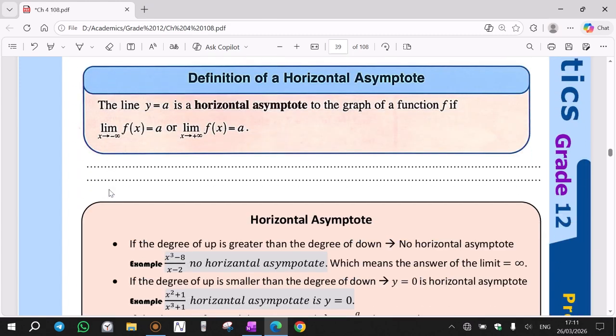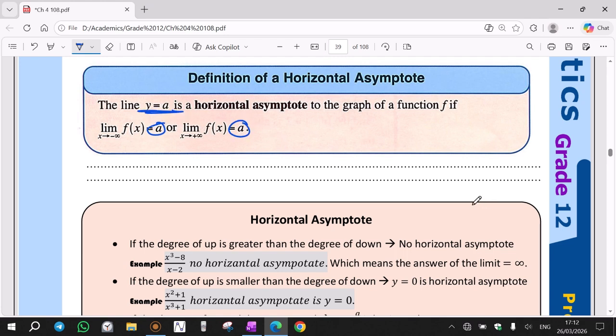So this is a rule. If the result of the limit as x tends to infinity or negative infinity is a number, then that number is going to be the horizontal asymptote. If we rewrite this rule, let's say limit as x tends to positive or negative infinity of f(x), the result is a. That means y equal to a is the horizontal asymptote. So HA is the shortcut for writing horizontal asymptote.